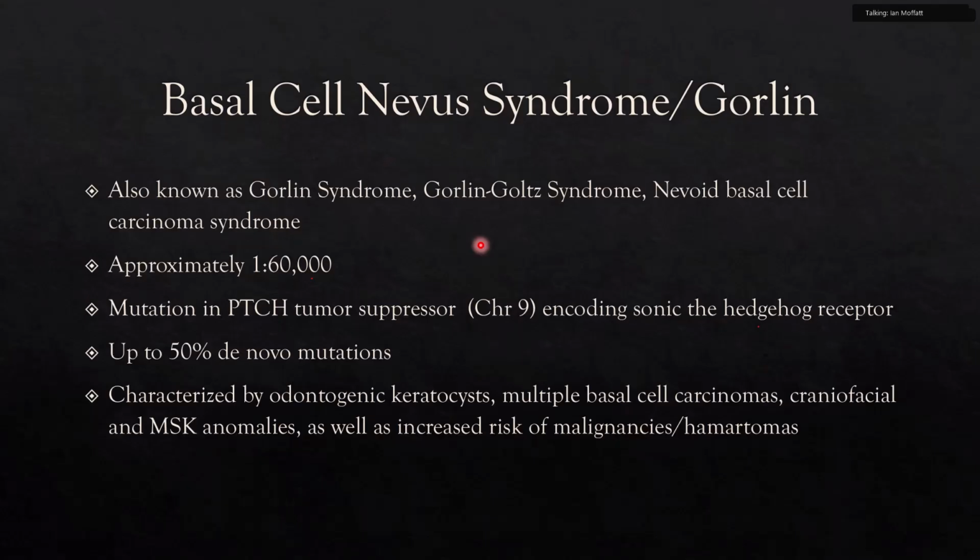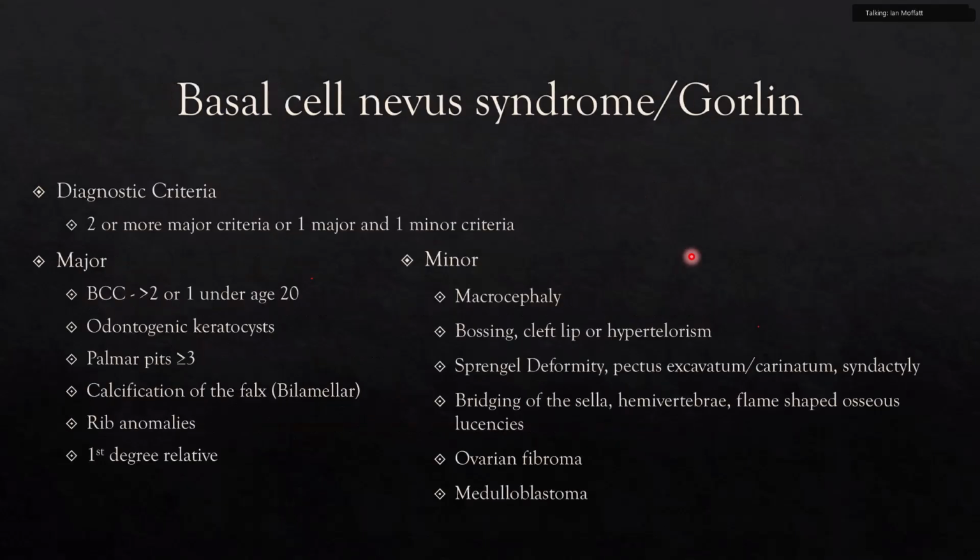That's approximately 1 in 60,000. It's a mutation in the PTCH tumor suppressor gene on chromosome 9, which encodes Sonic the Hedgehog. Someone was a big Sega fan when this came out. About 50% are de novo mutations, the rest are inherited. And it's characterized by odontogenic keratocysts, multiple basal cell carcinomas, craniofacial and MSK anomalies, as well as increased risk of malignancy and hamartomas.